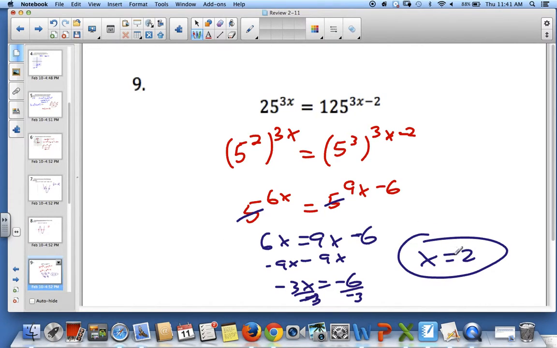Okay, you can kind of check if you wanted to put 2 in here. That would be 25 to the power of 3 times 2 is 6 equals 125 to the power of 3 times 2 is 6 minus 2 is 4. And if I did that in the calculator, they would be equal. Okay, same thing for this one.